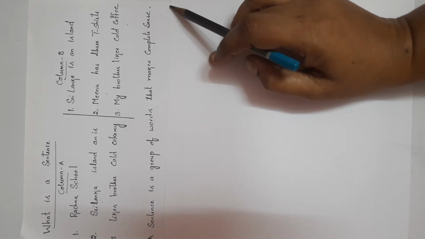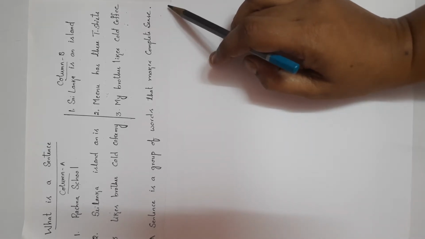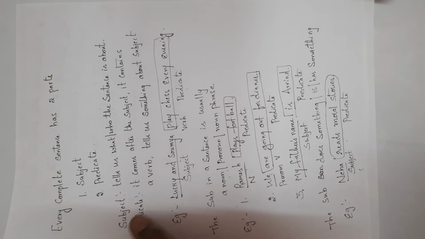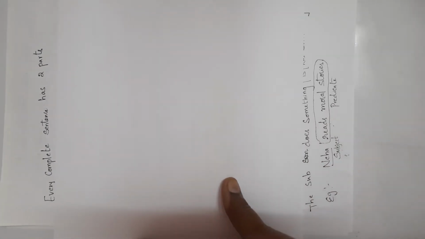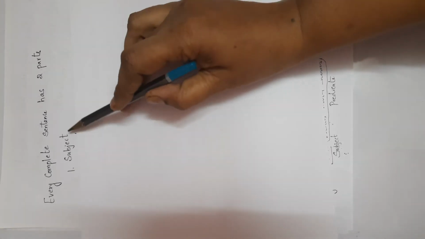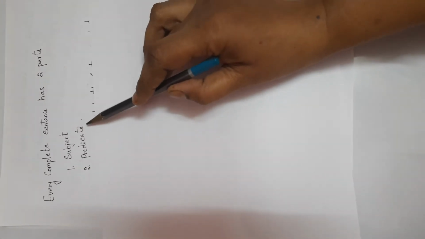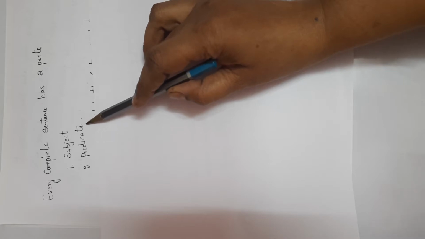Children, every complete sentence has two parts. How many parts? Two parts. The first part is subject. The second part is predicate.